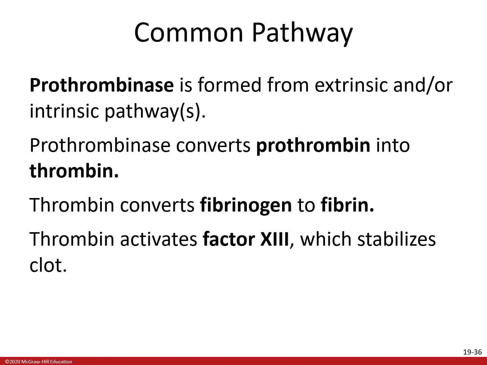So moving on into what happens after the extrinsic and intrinsic pathways converge, they're going to create this common pathway. So first we have prothrombinase, which is going to be formed from both of those pathways converging, and then prothrombinase is going to convert prothrombin into thrombin. Try saying that 5 times fast. From there, thrombin is going to convert fibrinogen to fibrin. And that is where I want you to have like a little highlight there. So we are doing all of this with the common goal of forming a fibrin clot.